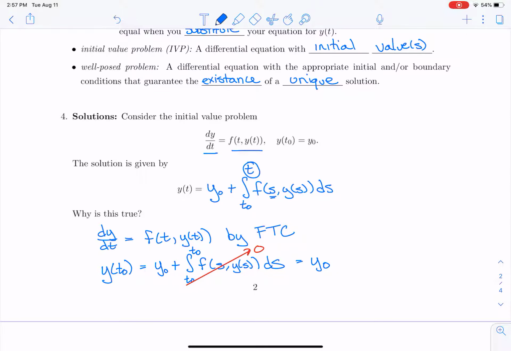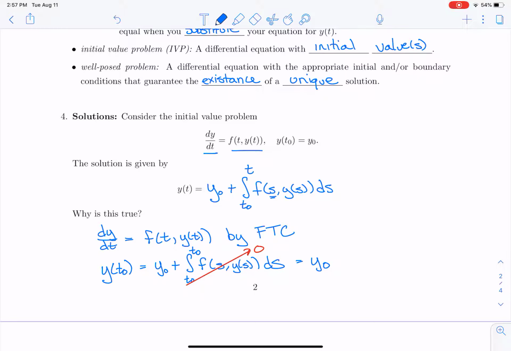Okay, so now I've told you here's the solution. It's just given by this integral. So is that it? Are we done? Is that all we have to do, an integral, which we learned back in Calc 2? Is it just that simple? And the answer is no, not really.